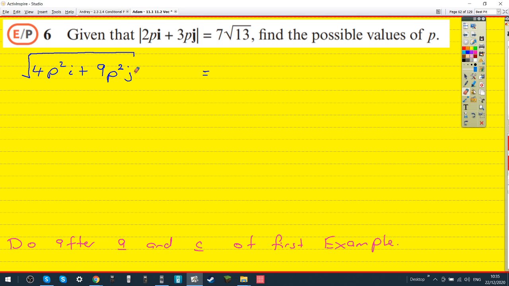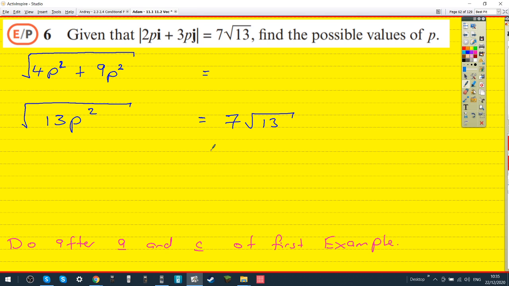You're onto something. Get rid of i and j. Okay. So it's not 13p. What is it? It's not 13p. What should it be? Something's missing. Square root of 13p. Something's missing. Squared. Yep. So square root of 13p squared is 7 root 13.